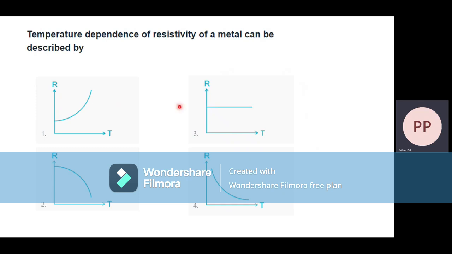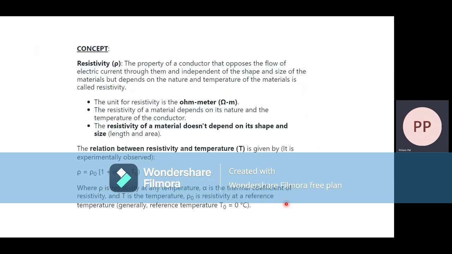The first one indicates it's increasing with the temperature after a certain point, the second one is showing it's decreasing, the third one is constant, and the fourth one is exponentially decreasing with temperature. So for that you need to understand the concept.